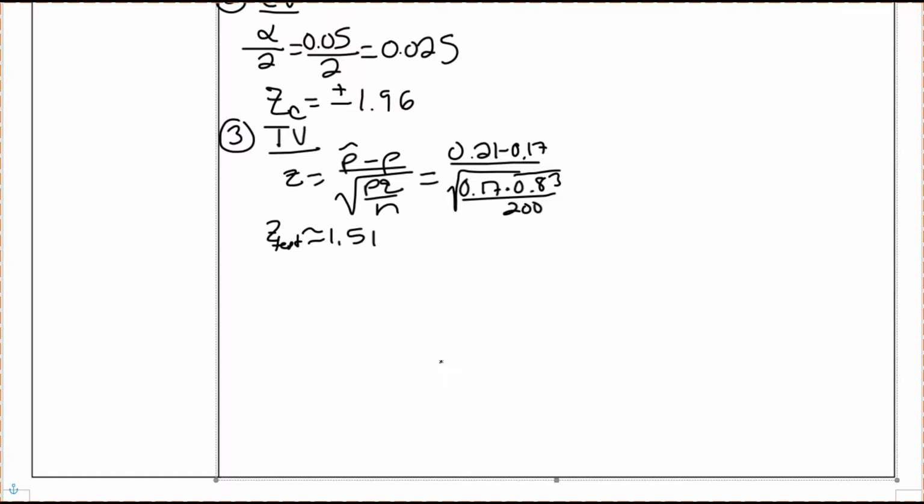So now what we're going to do is draw the curve. We're going to draw a quick curve here. And then we're going to label the test value as well as the critical value. So labeling the test value here first, that is about 1.51. So around here, so I'll call that 1.51.